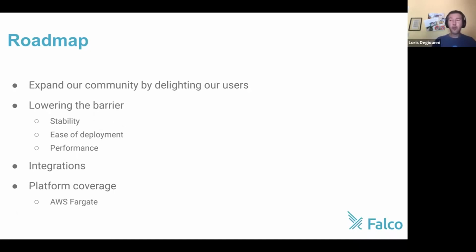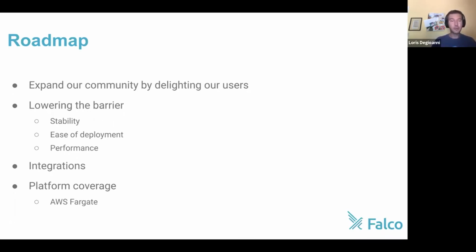Lowering the barrier, of course. Falco is and will remain a distributed tool that needs to run everywhere if you really want true security in potentially big and complex infrastructure. So we are always talking to users that struggle with ease of deployment, with maybe performance in particular situations, or maybe with stability. So the team is really focused on making this experience better and better so that Falco can be used more confidently by people.